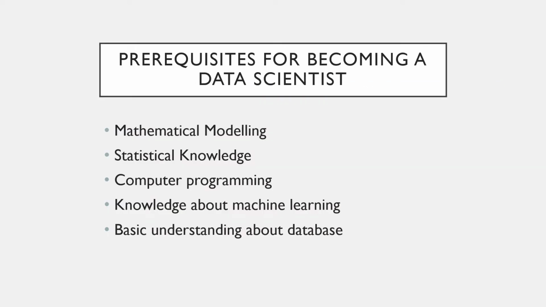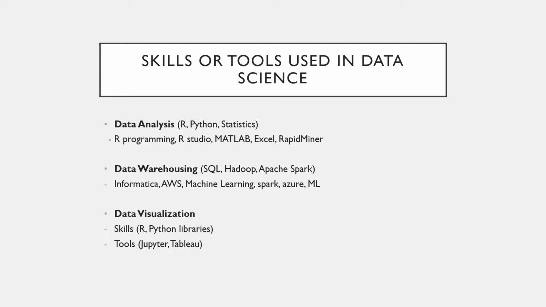Now, what are the prerequisites for becoming a data scientist? First off, mathematical modeling, statistical knowledge, computer programming, knowledge about machine learning, and basic understanding about database. The skills or tools used in data science are, for data analysis, Python or statistics; for data warehousing, SQL, Hadoop, or Apache. For data visualization, R and Python libraries or Jupyter or Tableau is used.